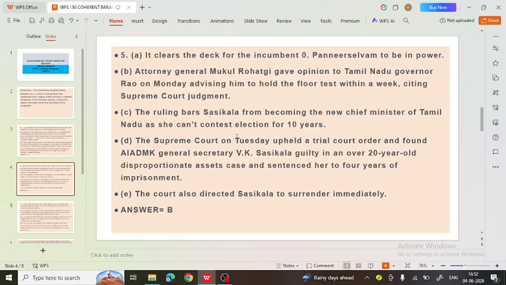except the B one, because statement B represents the advice given by the Attorney General to the Governor of Tamil Nadu, whereas all other sentences of this passage are talking about the verdict passed by Supreme Court and its consequences on these personalities, that is Panneerselvam. Okay, so answer is B.